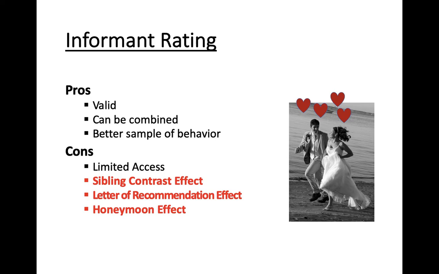There's other cons, and some specific ones have to do with using particular informants. So, for instance, when parents are used as informants, there's something known as the sibling contrast effect, which is that parents tend to overrate or overemphasize differences between their children. So parents tend to view their children as being so dissimilar to one another because they tend to rate or view their behaviors in contrast to another person. So rather than providing an objective view of a particular child, they look at that child's behavior in comparison or in contrast to another sibling.